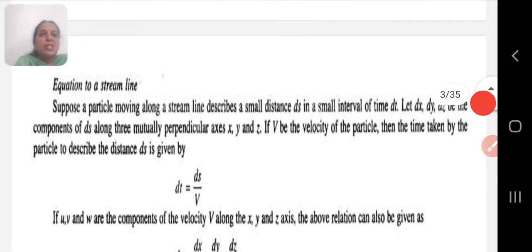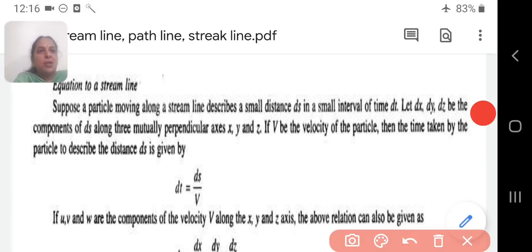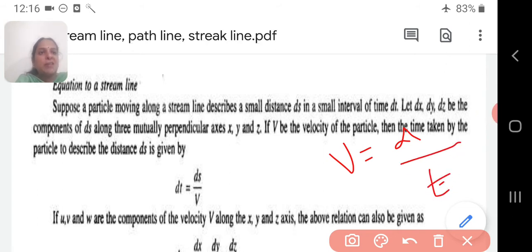So what is the equation of the streamline? Suppose we consider that there will always be three components in all three mutually perpendicular directions, that is dx, dy and dz. Normally, what is velocity? Velocity is distance by time taken. Here the distance is given in terms of s, so v is equal to ds by dt. Now dt is equal to ds by v, just cross multiply this.